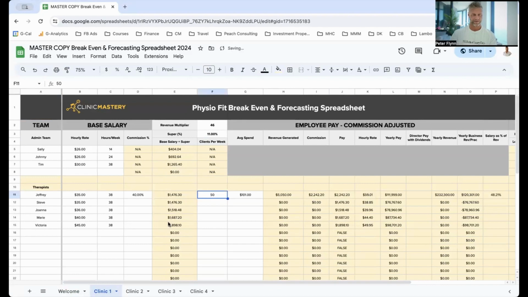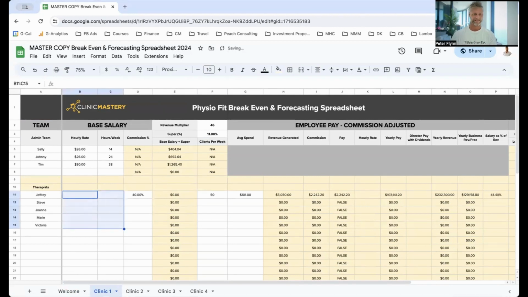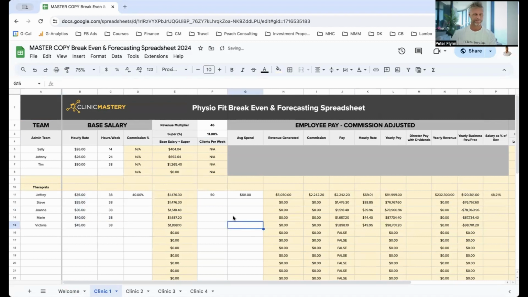That's how that works. Now, a common question that I do get is what happens if I have contractors? So they're not on an hourly rate. Well, if they're not on an hourly rate, all you do is you just don't have anything in there for hours and hourly rate. You can still put hours in if you like. You can just take hourly rate out, and then they'll just be on a pure percentage. So if you're using contractors, that's how you'll do it.